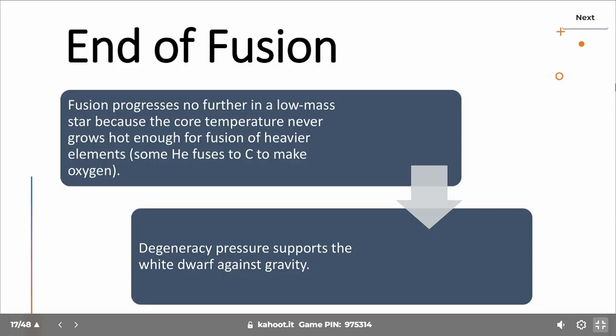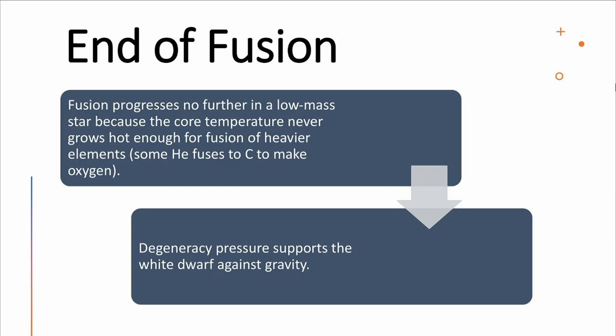So in a low mass star, you get to the point where you've fused helium into carbon, but then you're never going to do carbon nuclear reactions. You can get some helium fusing with carbon to make oxygen, but you're not going to get a full carbon fusing with another carbon to make a heavier element.